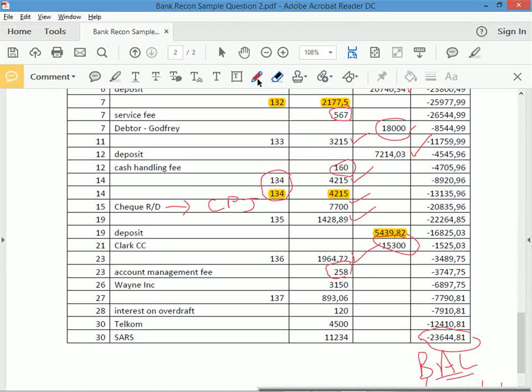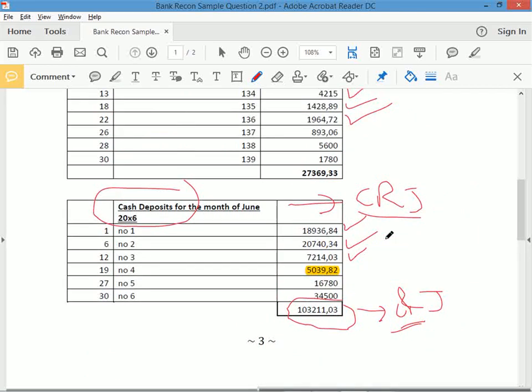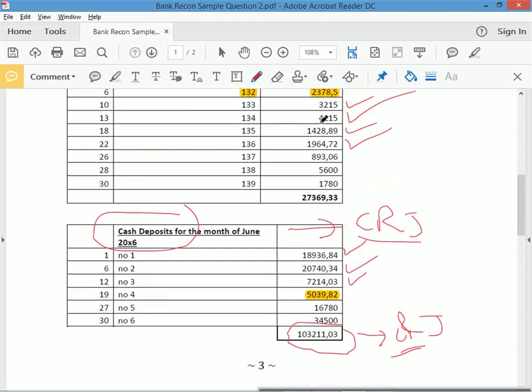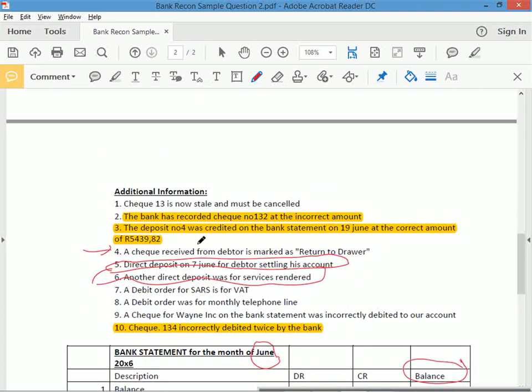Next, Wayne Inc., 3150. Where would I want to confirm this? I would want to confirm this with my cash payments. Do you see a payment there for 3150? No, I don't. So I need to investigate. Is there additional information? Yes, there is. Point number 9. What does point number 9 say? Well, it says the check for Wayne on the bank statement was incorrectly debited to our account.